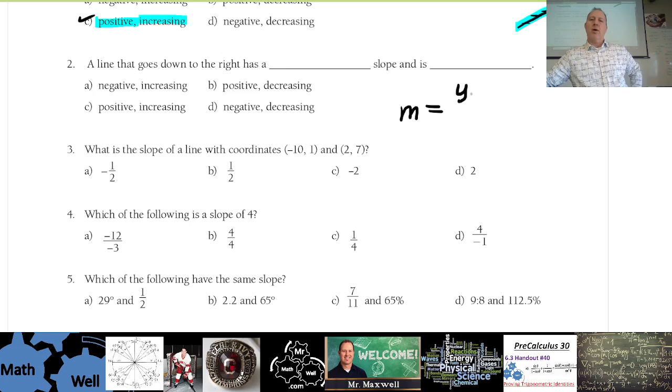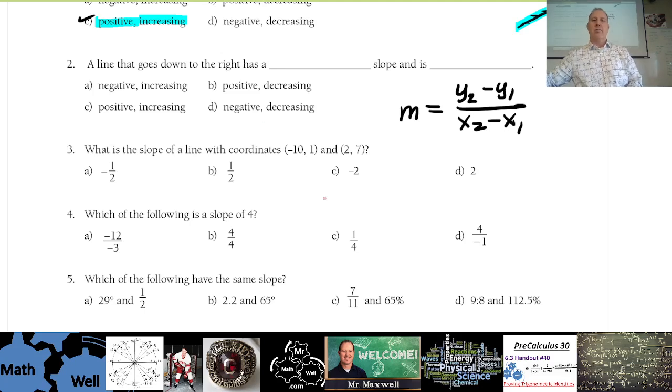I'll start you off. Y2, what's next? And go ahead and look in your notes there. You should have your notes out for this too. Very good. Yes, thank you very much. So y2 minus y1 divided by x2 minus x1.